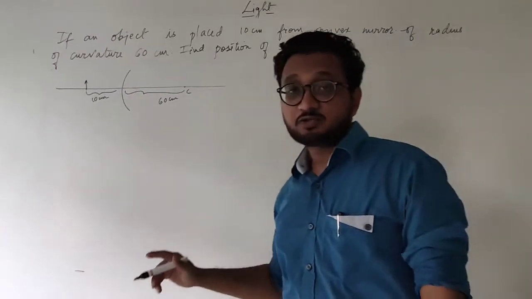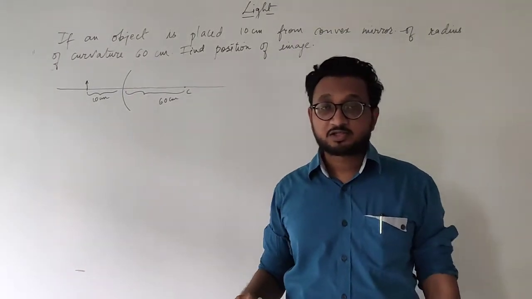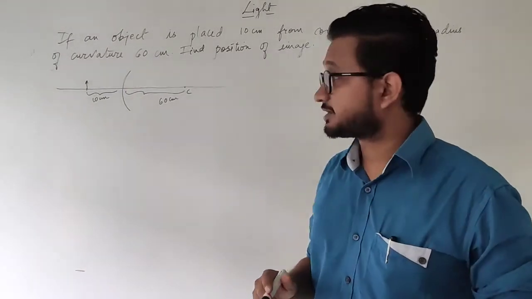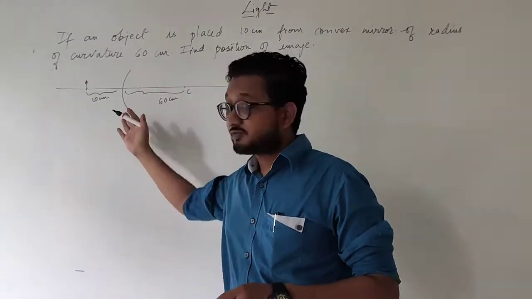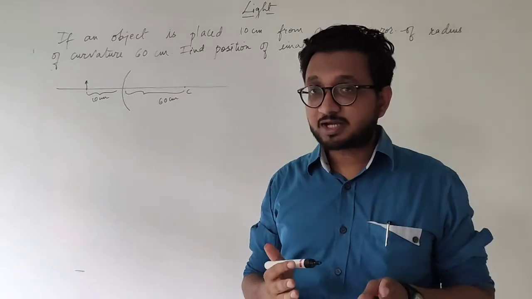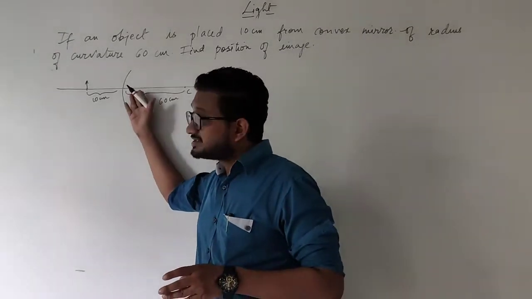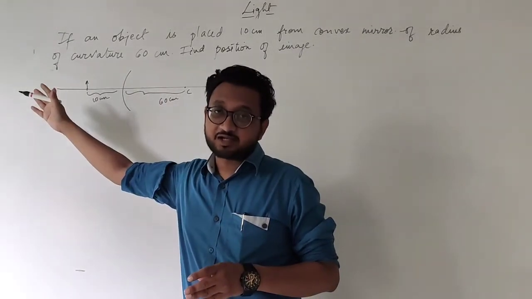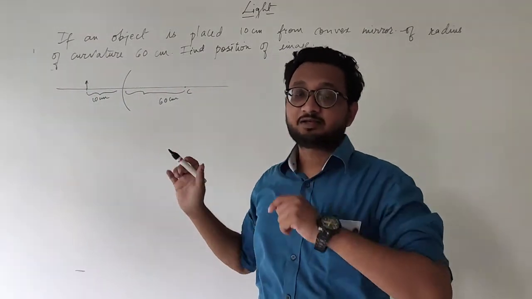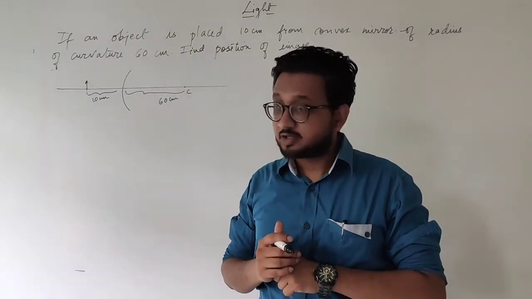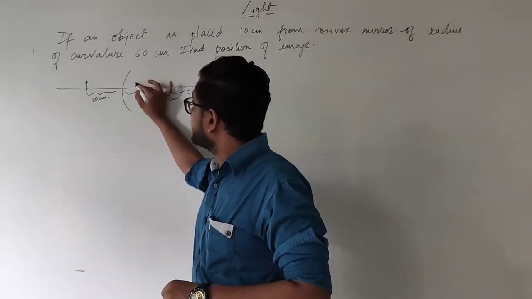But whenever we are using a mirror formula, you are not using the radius of curvature. Okay, find the position of the image. So this is a convex mirror. You know that in a convex mirror, the image is never formed on this side. It is always formed virtually inside the mirror. So the image will be formed somewhere over here.